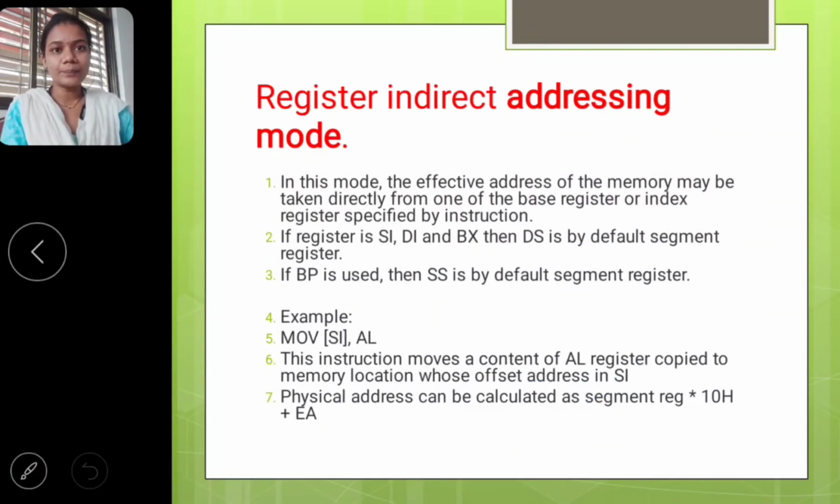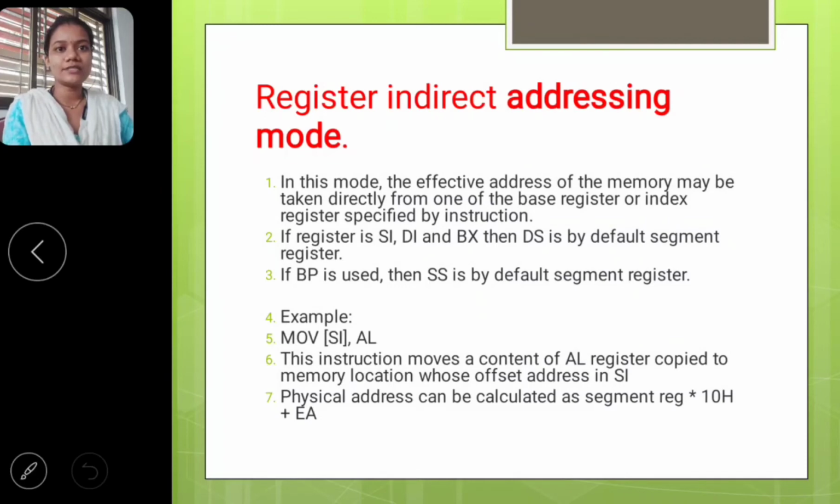Now the second subtype is register indirect addressing mode. In this mode the effective address of the memory may be taken directly from one of the base registers or index registers specified in the instruction. Suppose the register is SI, source index, or DI, destination index, or BX, then DS is by default the segment register. So in register indirect addressing mode, if the SI or DI register or BX register is used, then by default we take DS as the segment register, or if BP is used, then we take the stack segment.